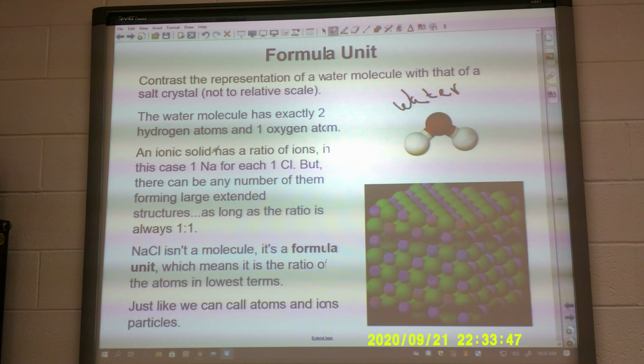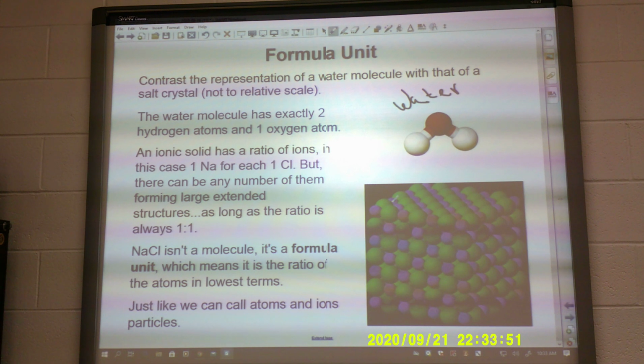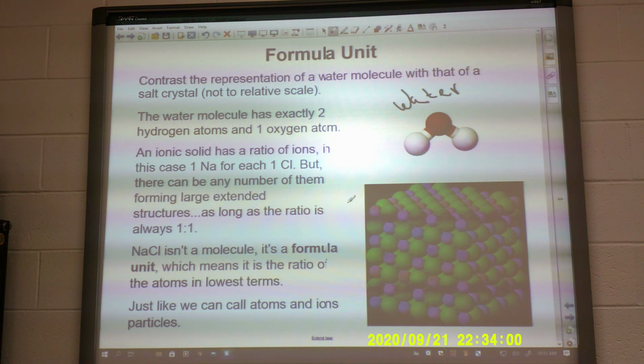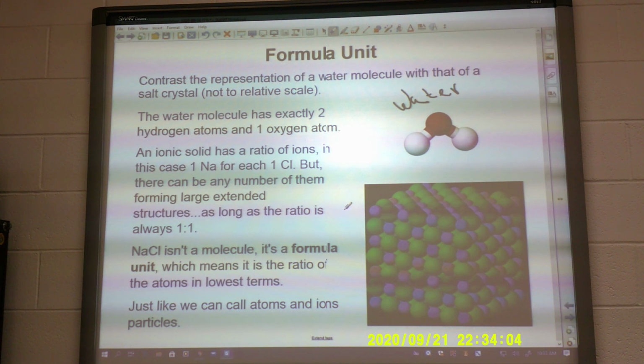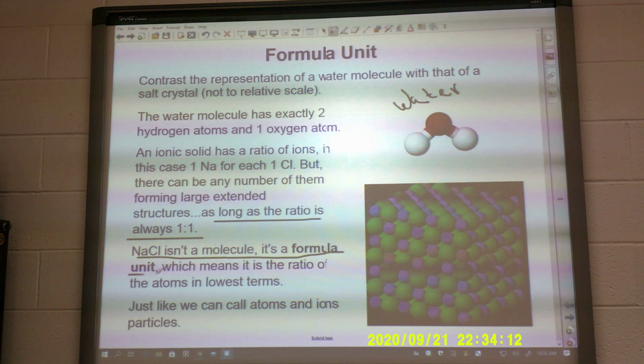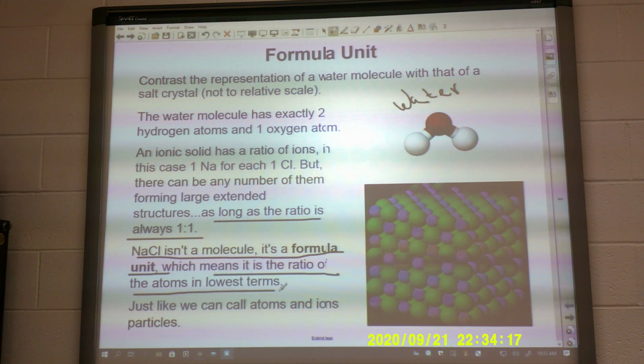An ionic solid has a ratio of ions. In this case, if you just have 1 and 1, that's fine. If you have 2 and 2, that's fine. 3 and 3, 4 and 4, that doesn't matter as long as it's a 1-to-1. But there can be any number of them forming large extended structures as long as the ratio is always 1-to-1. NaCl isn't a molecule, it's a formula unit, which means it is the ratio of the atoms in lowest terms.